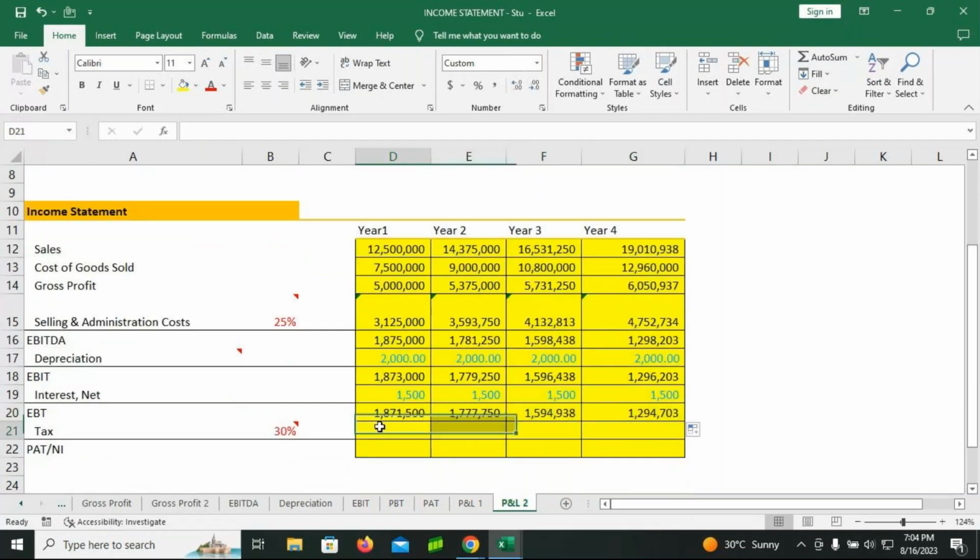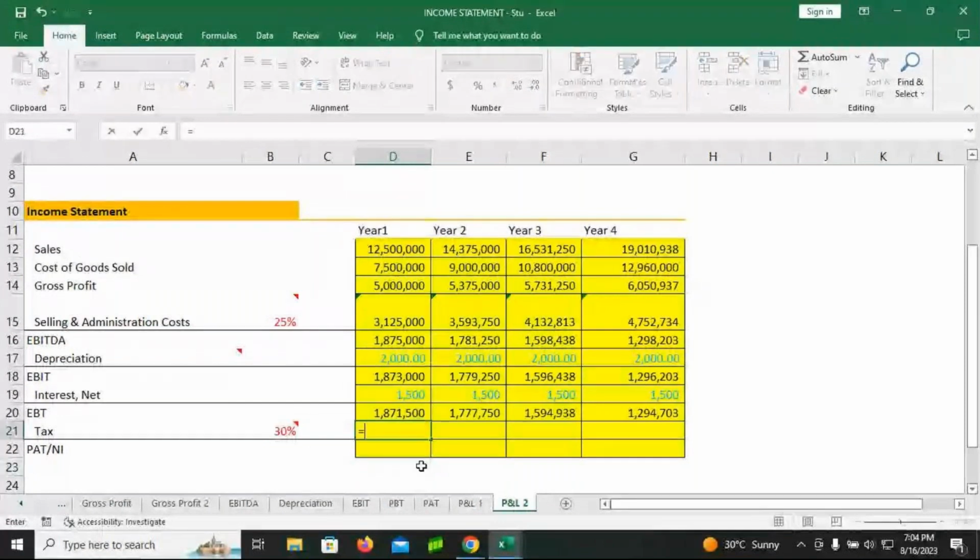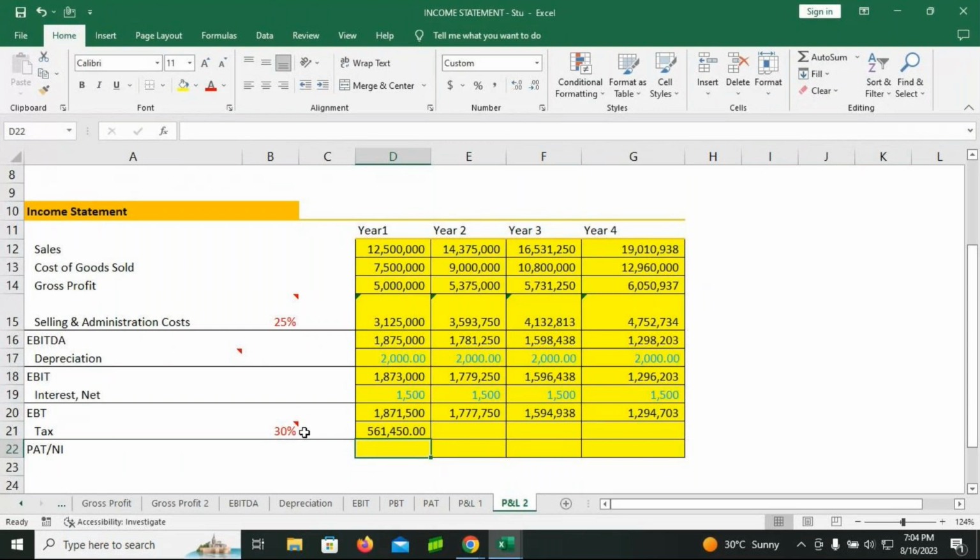Now tax. They are telling tax is 30%. You can see tax is 30% of the earnings before tax, that is on EBT. So I'll take equals EBT into 30%. I'll come and drag it to the last year. Profit after tax is equal to EBT minus tax. So this is my profit after tax.